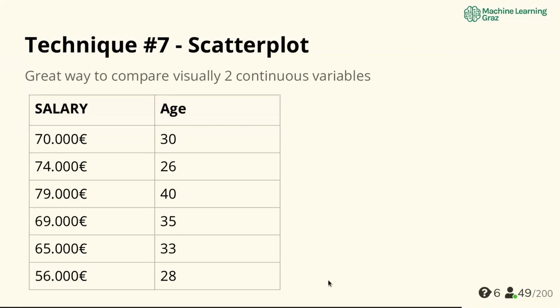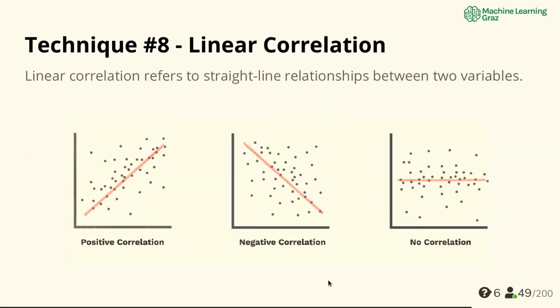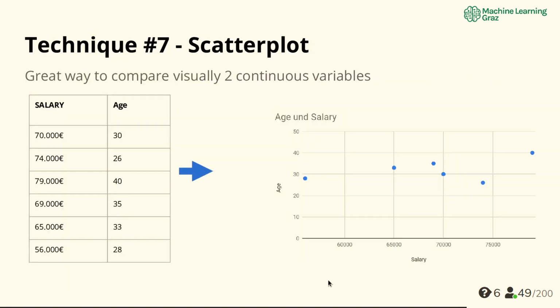So two more techniques. The one technique is scatter plot, which is a great way to visualize two continuous variables. So here we can see we have the salary and age. A scatter plot is just visualizing them in 2 dimensions, where every point has the x-axis as the first variable and the y-axis as the second variable. And in pandas, it's magical. You can do this in one line of code.